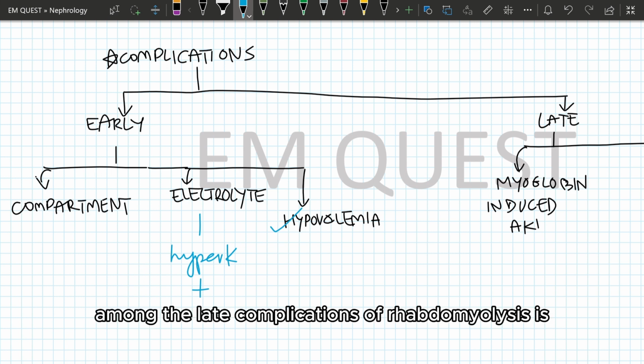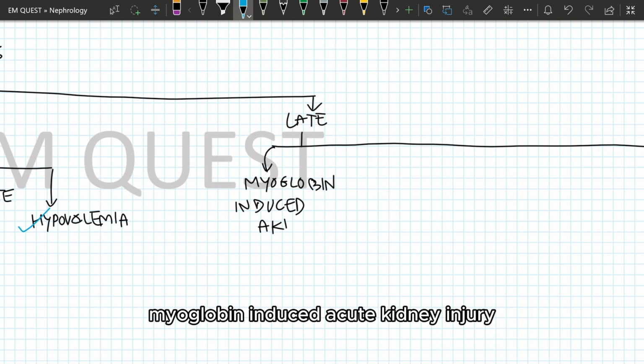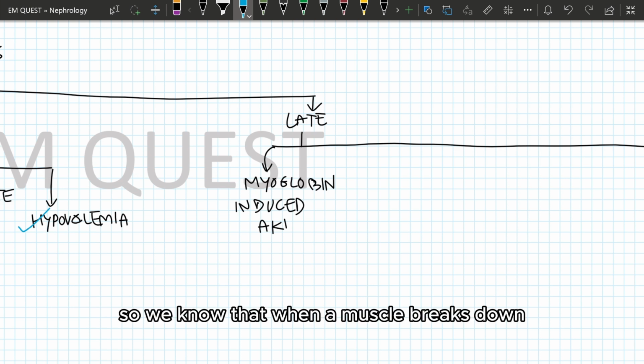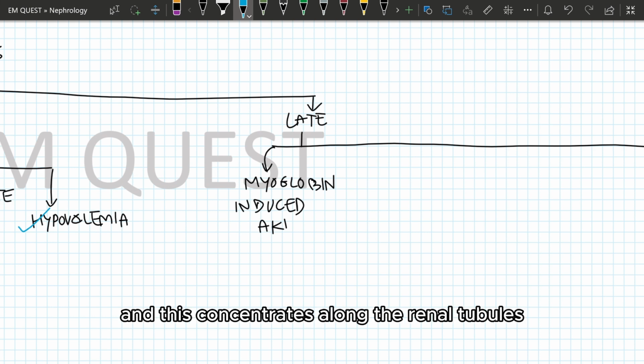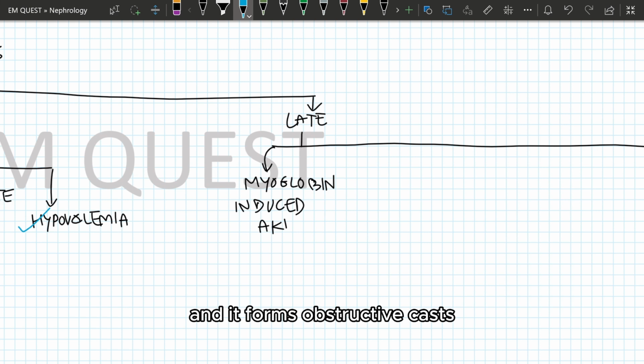Among the late complications of rhabdomyolysis is myoglobin induced acute kidney injury. So we know that when a muscle breaks down, myoglobin begins to be released, and this concentrates along the renal tubules and precipitates in the acidic urine with uric acid, and it forms obstructive casts.